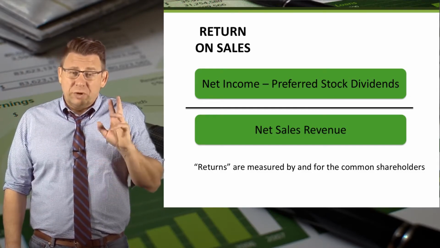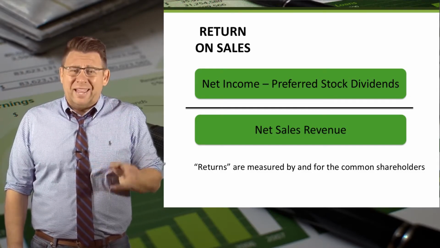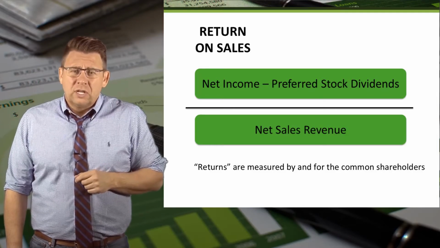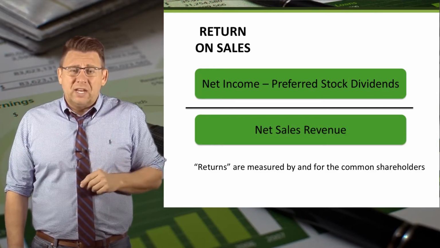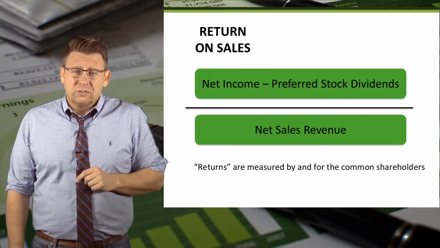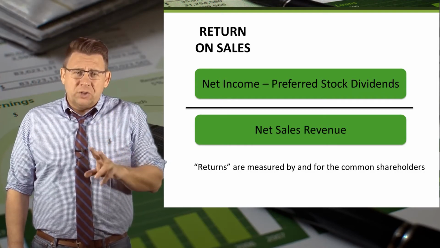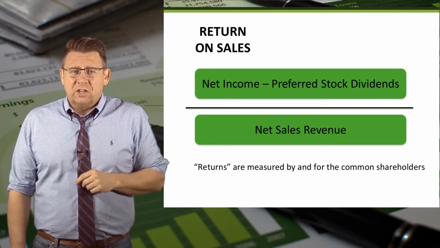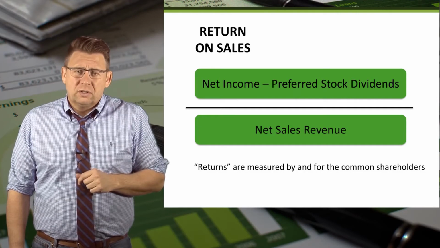This is because returns are calculated by and for the common shareholder. So deducting the amount of net income that goes to the preferred shareholders gives a better view of the return on sales for the common shareholder.